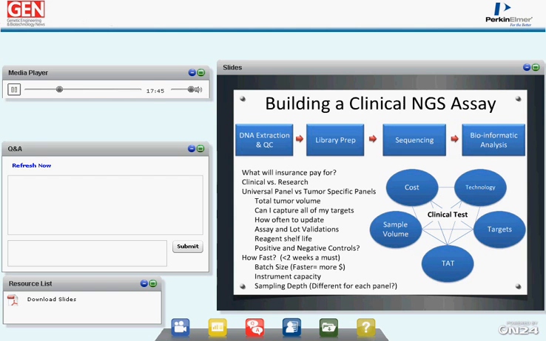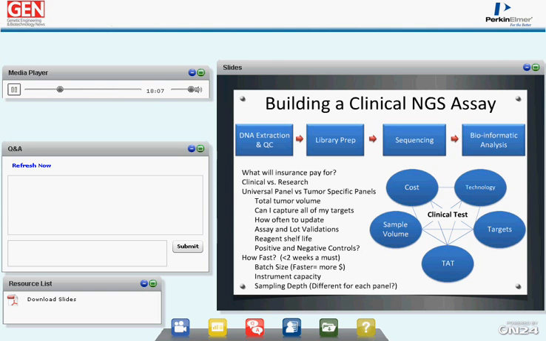And so here are just some of the questions that we need to address as we look to building one of these technologies. The first, and probably one of the most challenging, is what is insurance going to pay for? Is this test going to serve the clinical community as well as the research community on campus? And therefore, we might need additional genes present on this panel to fuel the research endeavors that are taking place.